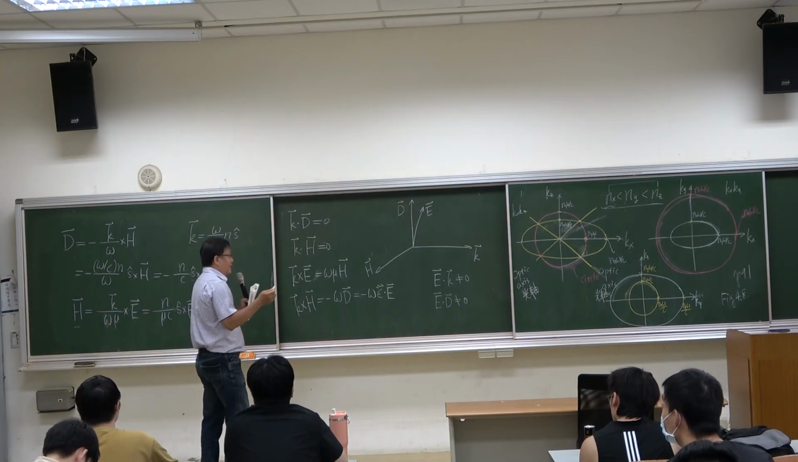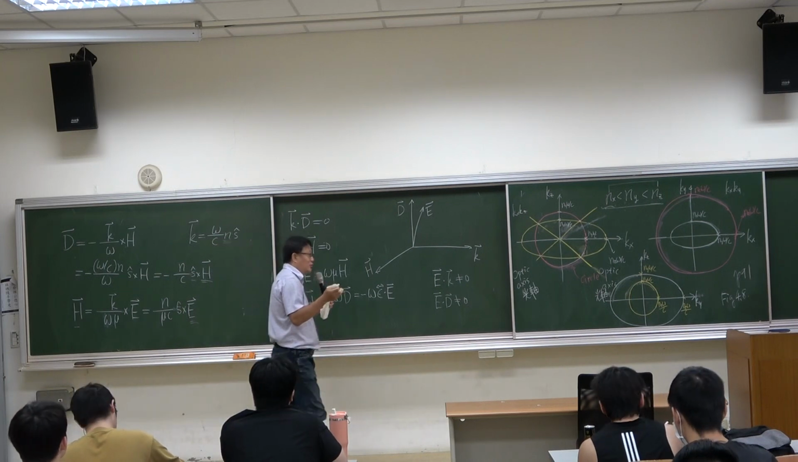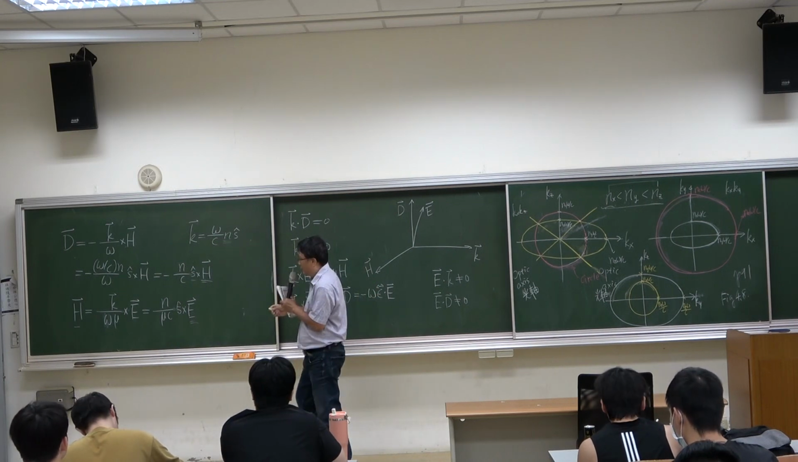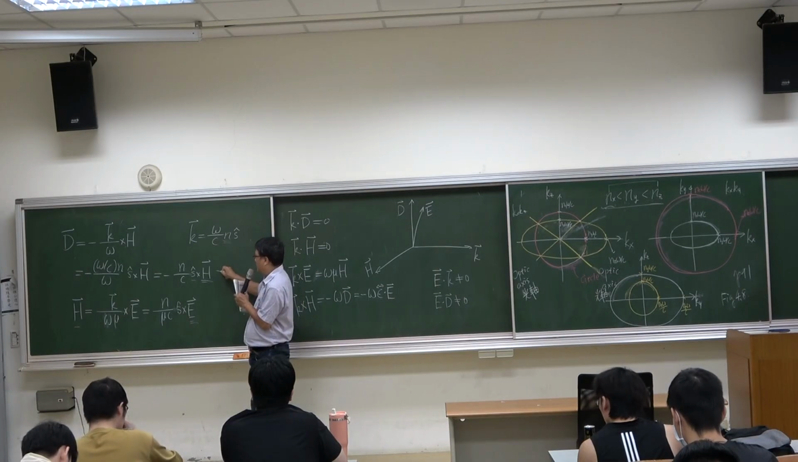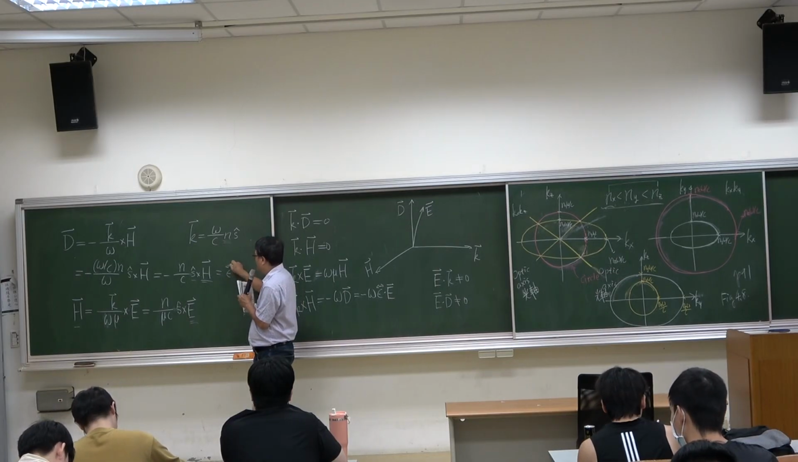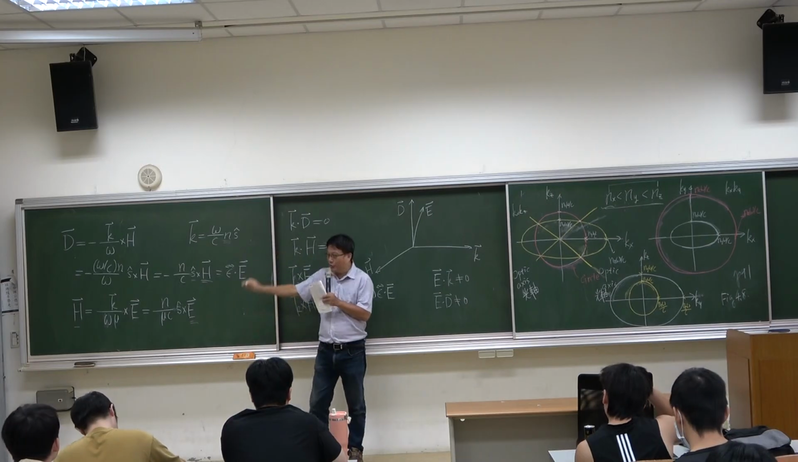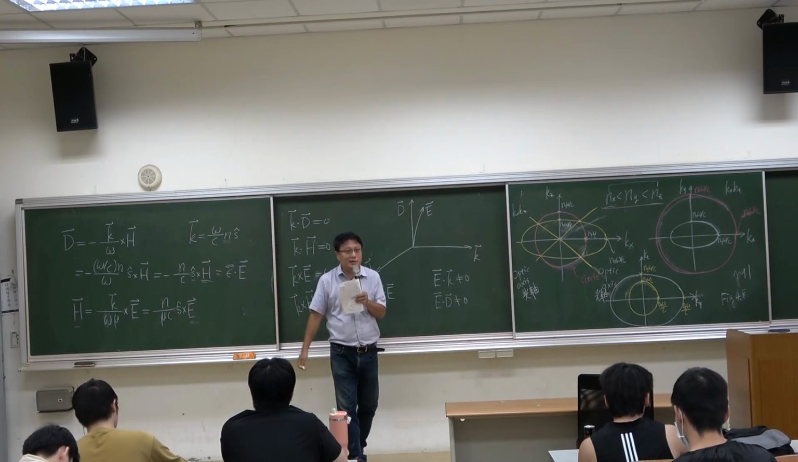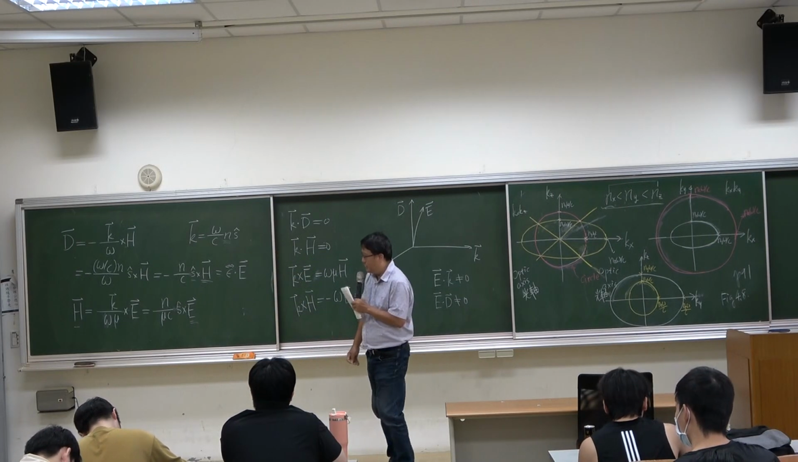There is another way which is simpler to find the D vector. D vector is just epsilon times E. Okay, so you can just use epsilon times E to find the D vector.